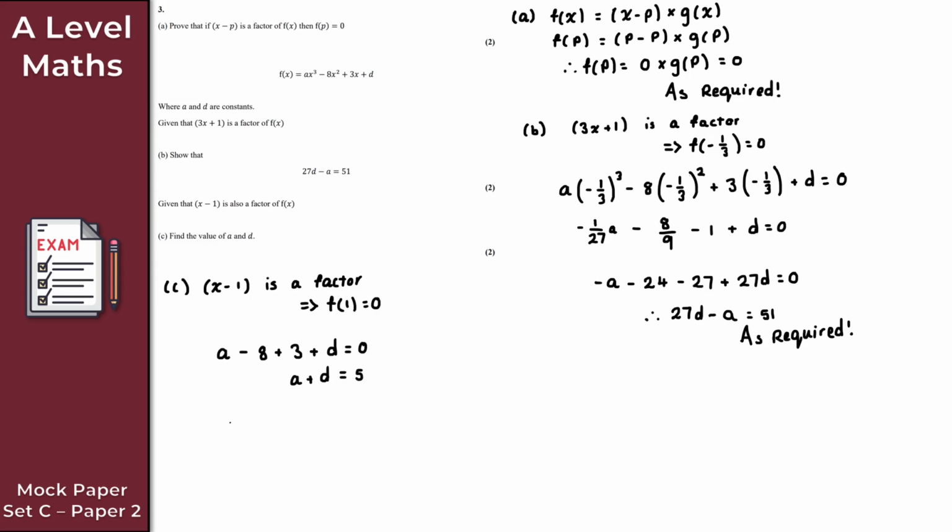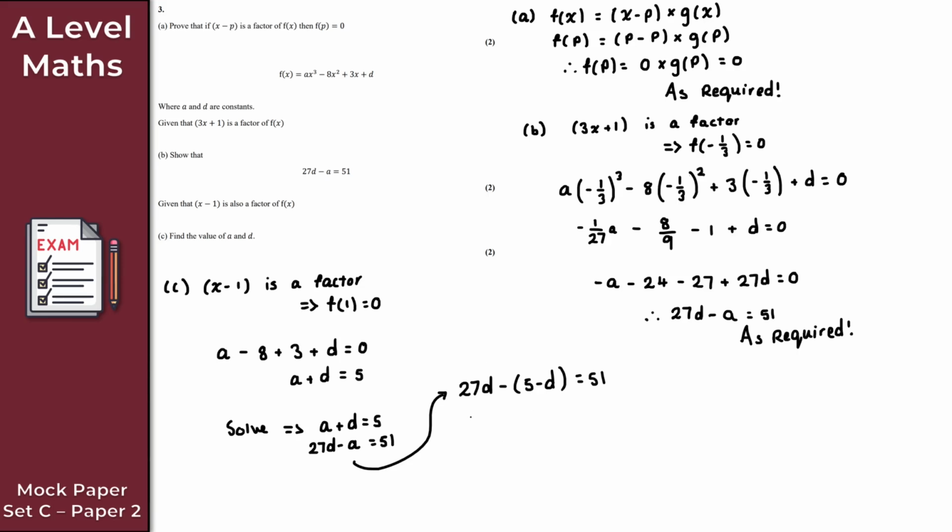And at this point here then, what we now need to do is just solve. So we need to solve a plus d is equal to 5, and also 27d minus a is equal to 51, right? We want to solve these simultaneous equations here. So what I'm going to do here then is substitute a into the second equation. I get 27d minus a then. So a here is 5 minus d. So minus then 5 minus d is equal to 51.